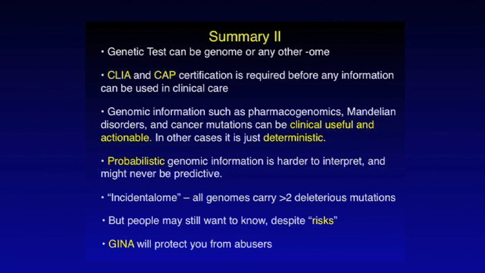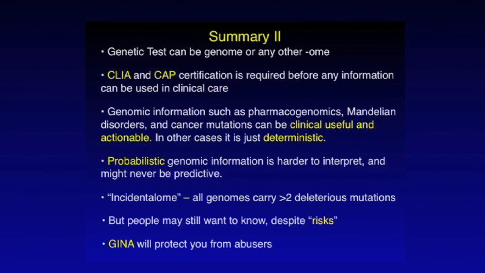So to summarize this part of the talk, a genetic test can be either genomic information or any other ome, like the transcriptome or the proteome or the metabolome. CLIA and CAP certification is required before any information can be used in clinical care. Genomic information such as pharmacogenomics, Mendelian disorders, cancer mutations, all of these things have been shown to be clinically useful and actionable. There are some examples, and I didn't show any specific ones today, but there are some examples where, depending on the cancer mutation that somebody has, you would choose one drug over the other.